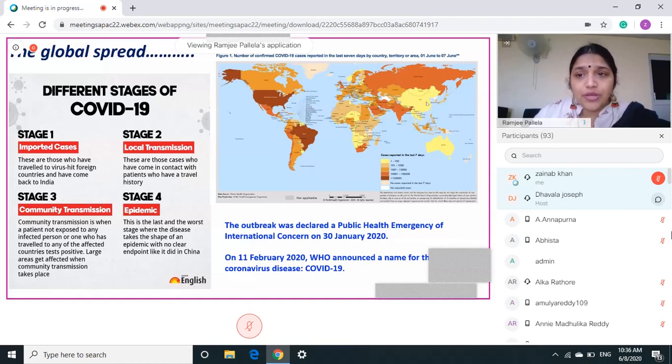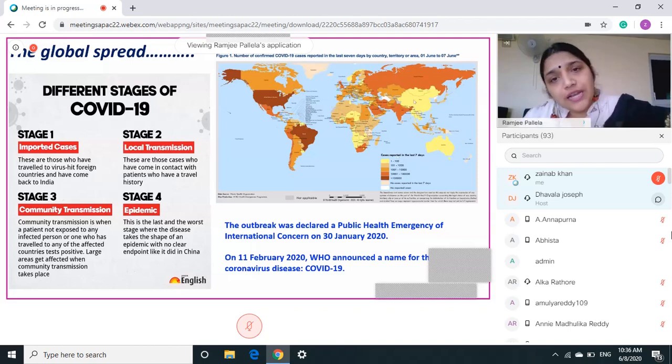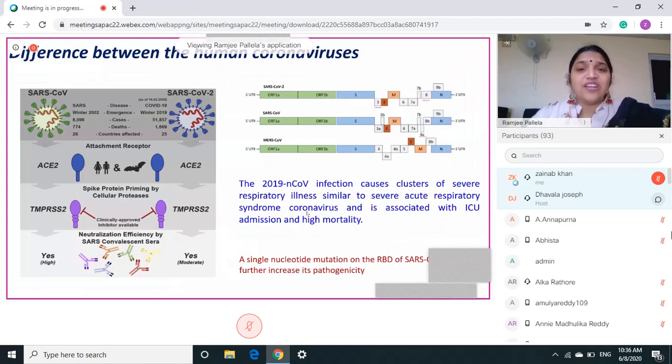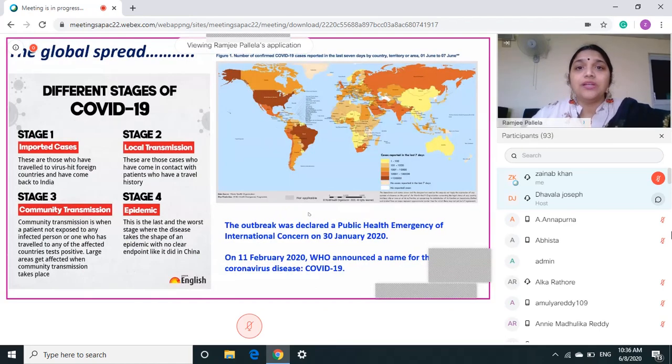Okay, even India is not very far off. We also have almost more than a lakh cases now. So when I was telling you about the structure of the virus, I missed mentioning that even a single point mutation in this particular virus can actually lead to more infectious cases.